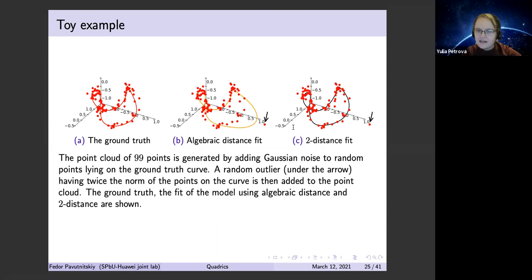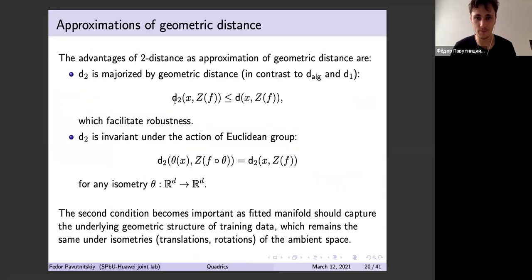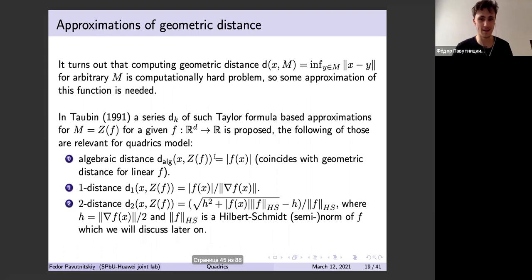Can you explain why it doesn't feel the outlier? Is it evident? This is one piece of evidence. At least it shows why it's better than D1, the approximation of order 1. Another piece of evidence is that algebraic distance is not a distance at all, right? The only thing it has in common with a distance is that it's 0 on our manifold. So if the point x lies on the zero set of function f, then of course this algebraic distance is 0.